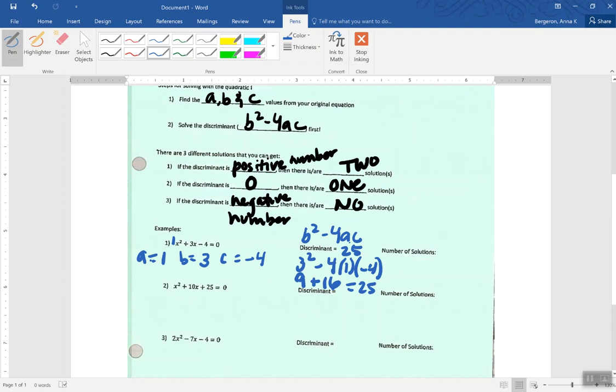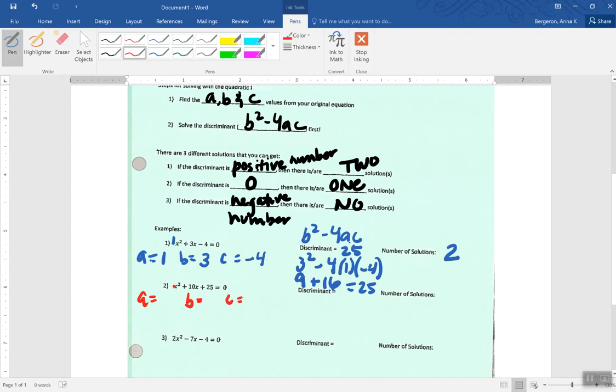Since 25 is a positive number, that means I'm going to get 2 solutions. All right, let's try the next one. Again, it's already in standard form, so we're just going to pick out a, b, and c.